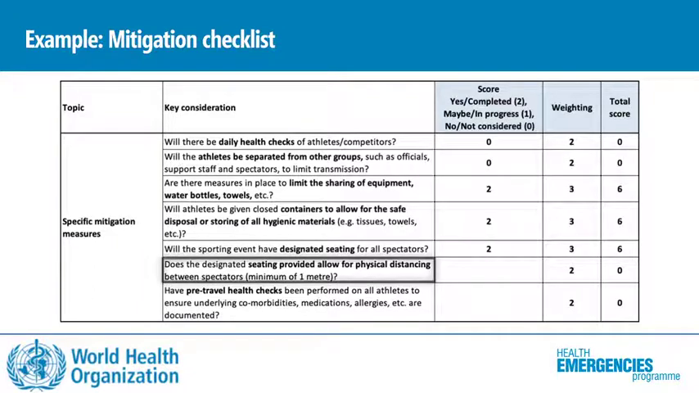Question 6. Does the designated seating provided allow for physical distancing between spectators, with a minimum of 1 meter between each? No. The designated seating does not allow for physical distancing between any spectators, so we would score this as 0 for no, not considered. And question 7. Have pre-travel health checks been performed on all athletes to ensure underlying comorbidities, medications, allergies, and so on are documented? Health checks of all athletes are in progress. However, it is uncertain if they will be completed in time, so we will score this as 1 for maybe, in progress.